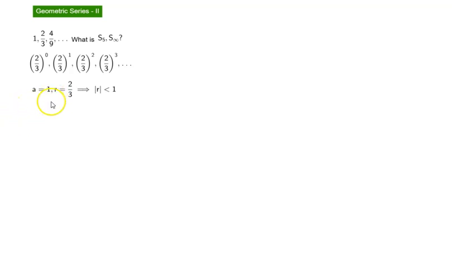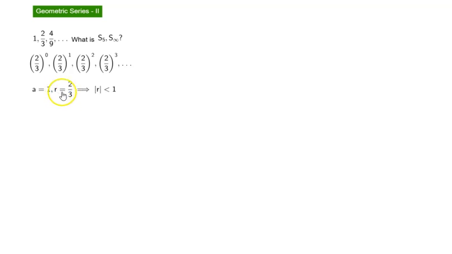So let's say we have 1, 2 by 3, 4 by 9 and so on. And we have to figure out the sum of the first 5 terms and the sum when we take it to infinity. Okay, let's see. Now this sequence can be written as (2/3)^0, (2/3)^1, (2/3)^2, (2/3)^3, and so on. So here A is equal to 1. There is nothing here, so it is 1.